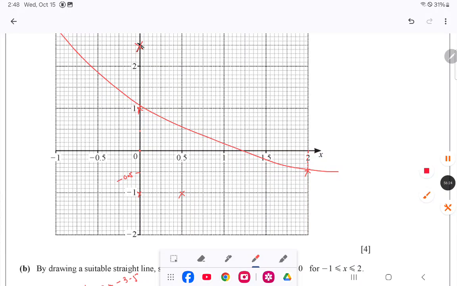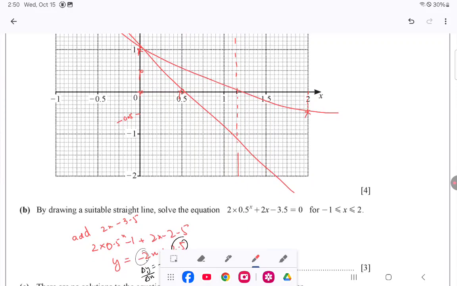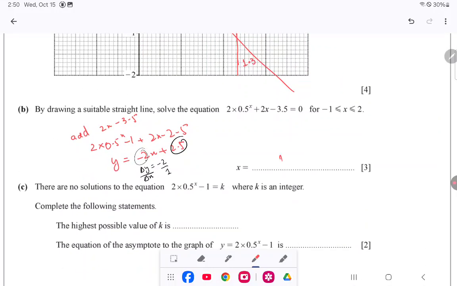So this is our 2 units and move 1 unit ahead. So if we draw a straight line here, it will touch the x-axis at the point 1.3 right here. So we can say that our x value is equal to 1.3.